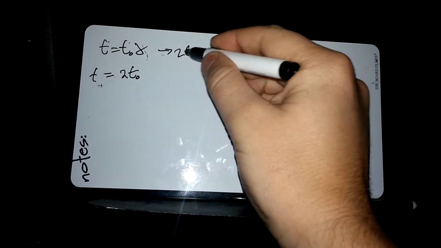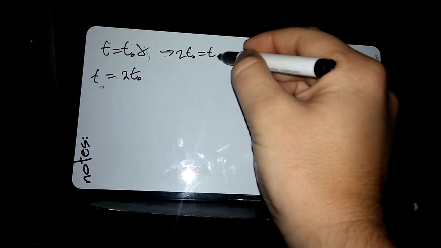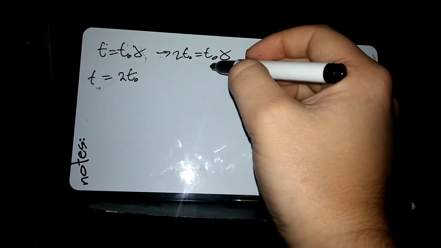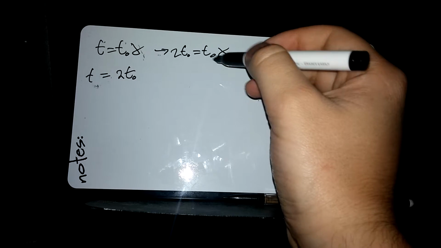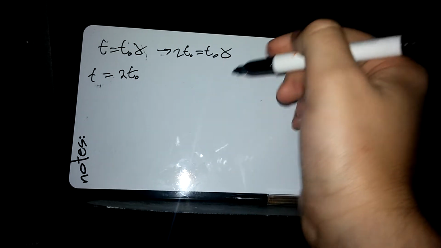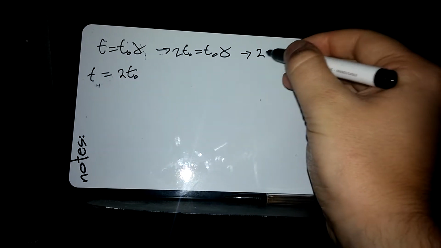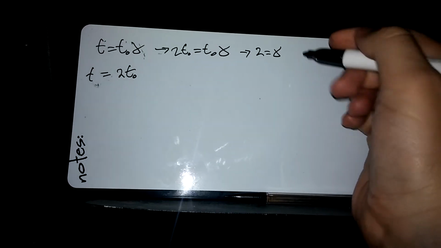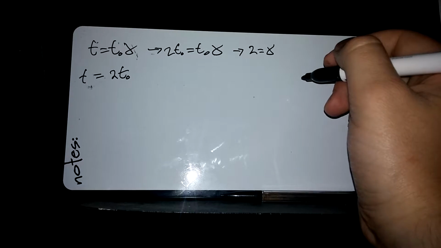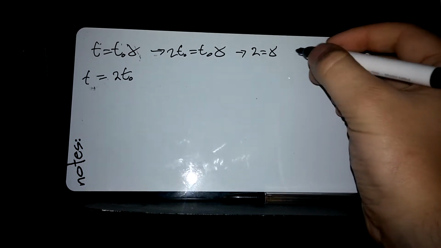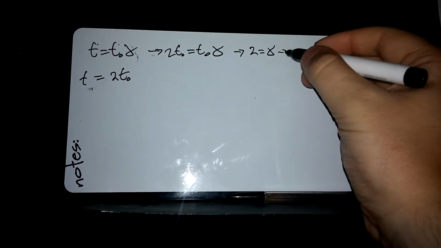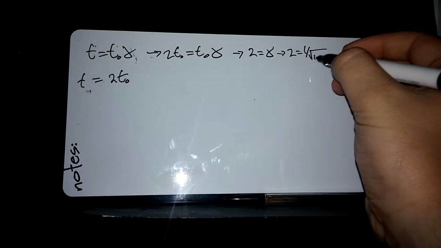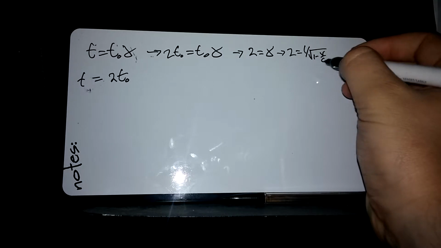We have 2t proper equals t proper times gamma. So we can cancel out the t's by dividing by time proper. We get 2 equals gamma. Now gamma, as we know, equals something else. So we can go ahead and throw that into the equation. So we have 2 equals 1 over the square root of 1 minus v over c squared.